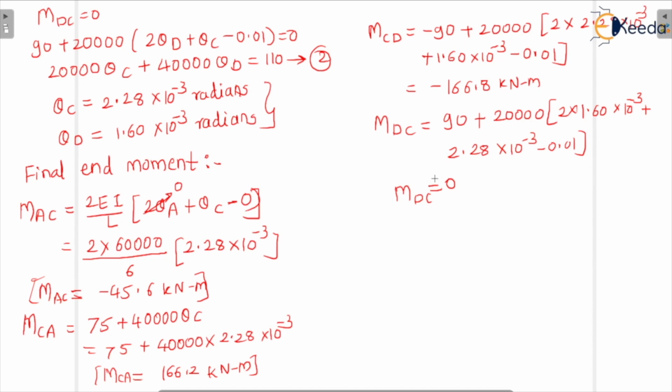Our solution is correct. So students, hope you have understood the problem of frame with the case of settlement of support. Thanks for listening.